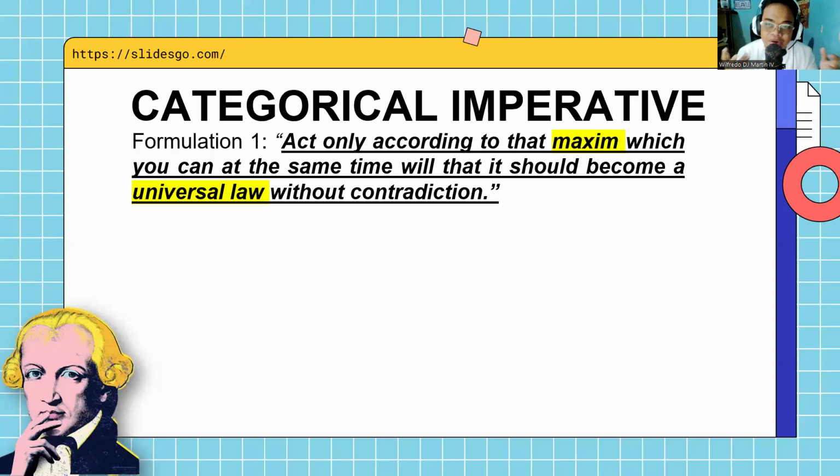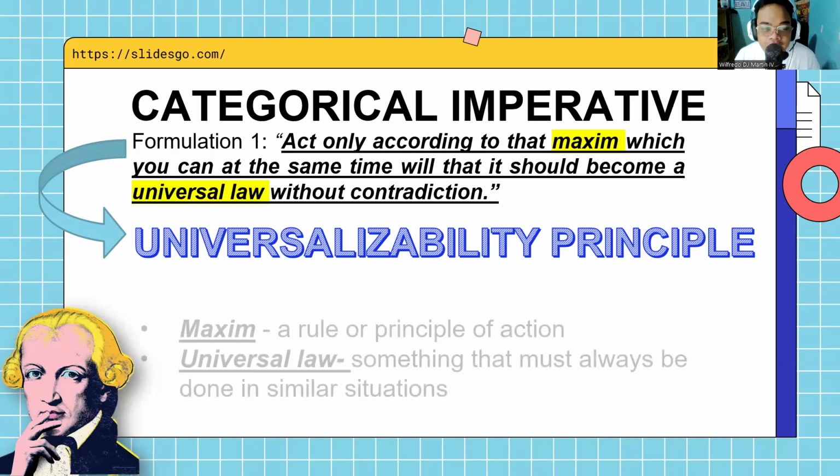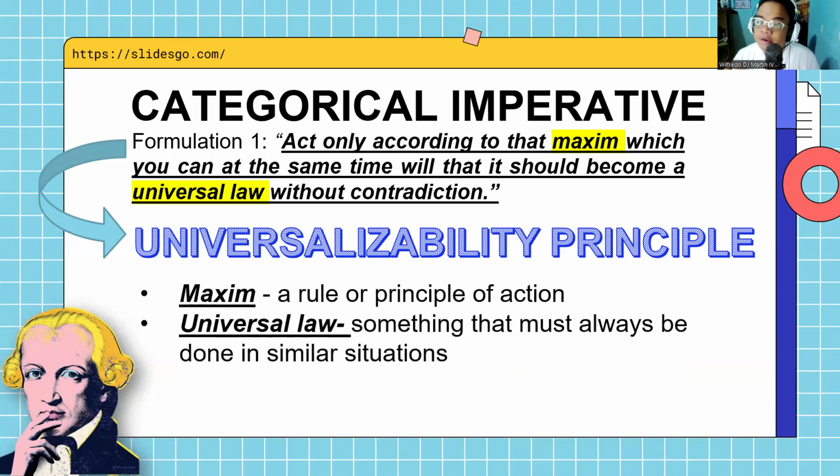So let's break down the categorical imperatives. What is the first formulation trying to tell us? Act according to that maxim which you can at the same time will that it should become a universal law without contradiction. So what does he mean by this? What is a maxim? This is what he calls the universalizability principle. That's long, no? Universalizability principle. A maxim is a rule or a principle of action. It's a written rule. And universal law is something that is done always in similar situations.